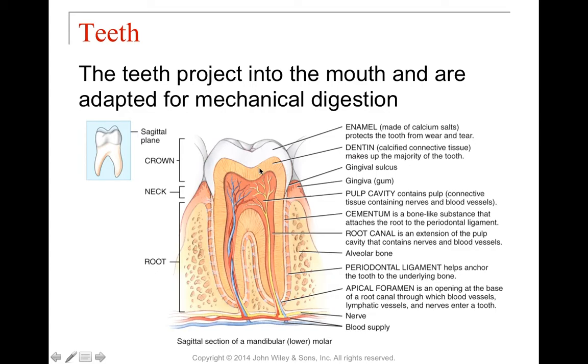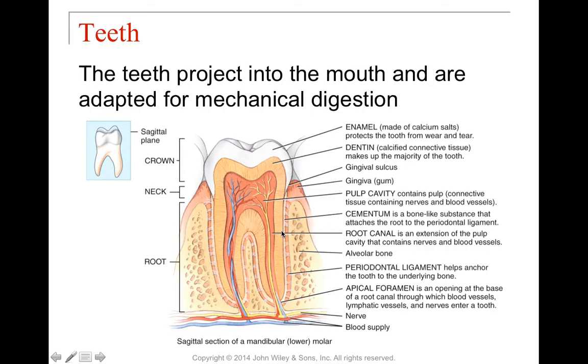So it's what's protected by the crown, but it's going to be surrounding this pulp cavity. And inside the pulp cavity, we have nerves and blood vessels and tissue. And then surrounding this whole thing, so basically coming right underneath the enamel, headed down to the root of the tooth, we have something called cementum.